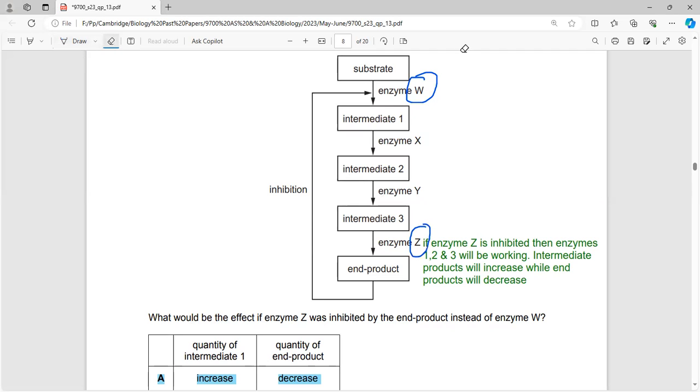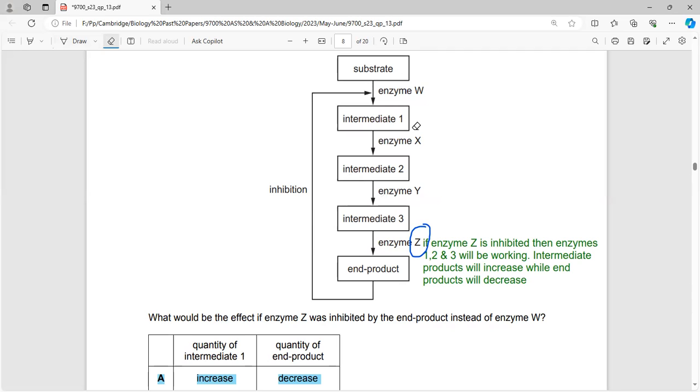So in this way, what will happen? Enzyme W is working, X is working, Y is working. So the intermediate products number 1, 2, 3 will increase. Why? Because these three enzymes are working. What about Z? It is not working, and the end product is being used in the metabolism of your cell. So the end product will be decreasing.